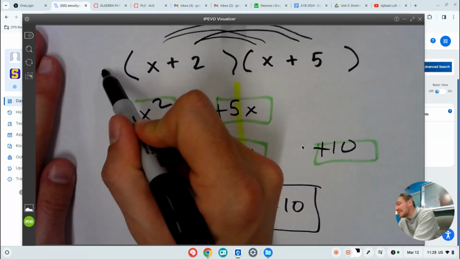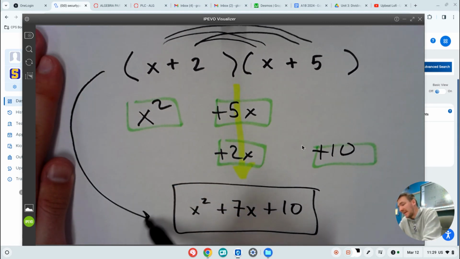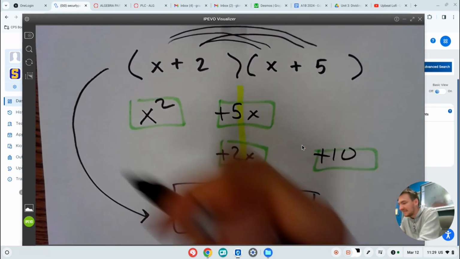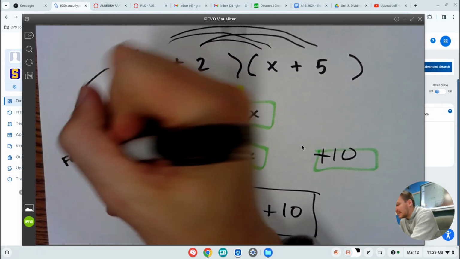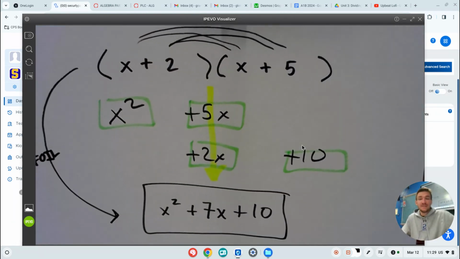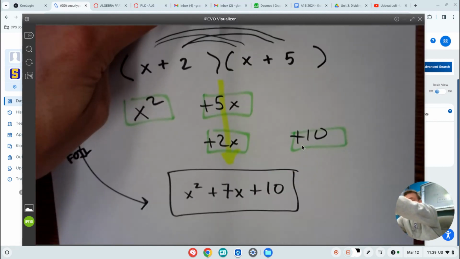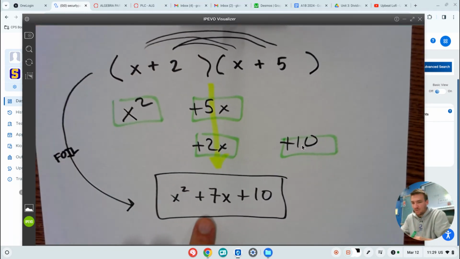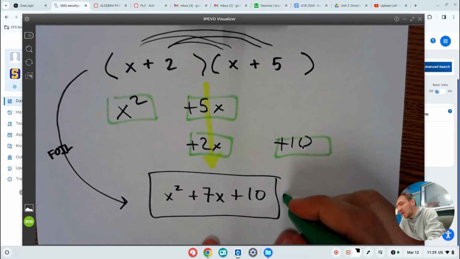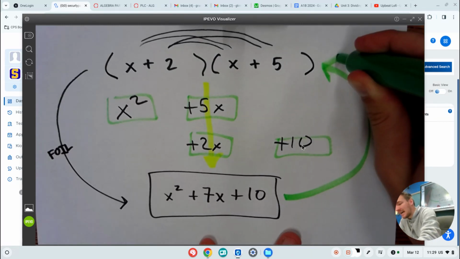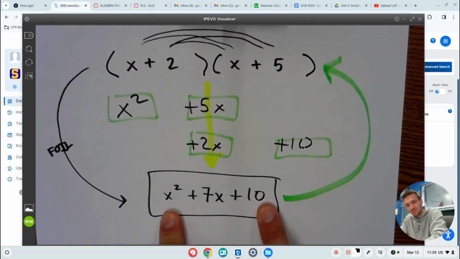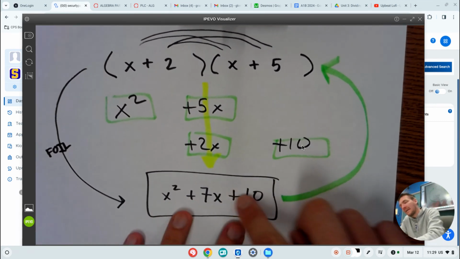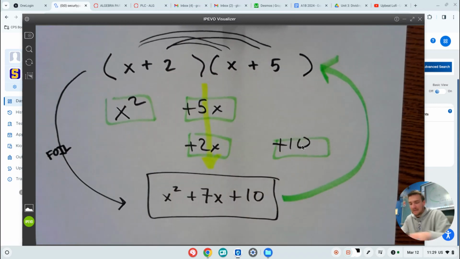So we've already done these questions, right? Where you start with the parentheses, and those questions are called foiling. What we need to do today is start with these trinomials at the bottom, and go back to the top. That is our goal. Start with the trinomial with the x squared and break it down into the parentheses.